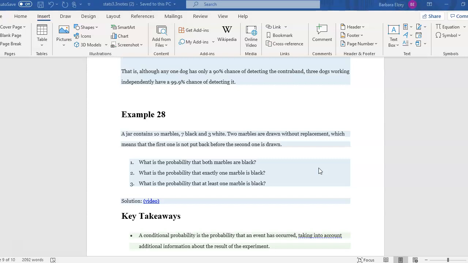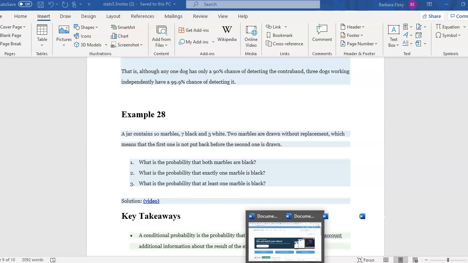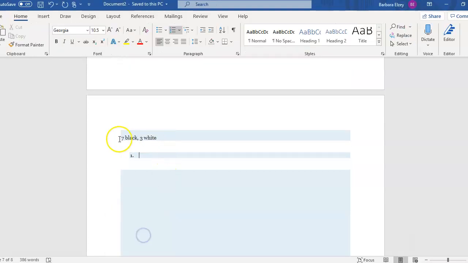All right, so question 1, what is the probability that both marbles are black? We're going to draw from the bag twice, and we want to know the probability that we get 2 black marbles. So over here I put that we've got 7 black and 3 white marbles in our bag or box, whatever it is. So we reach into the bag. Our probability of getting a black marble, there's 7 black marbles out of 10 total marbles.